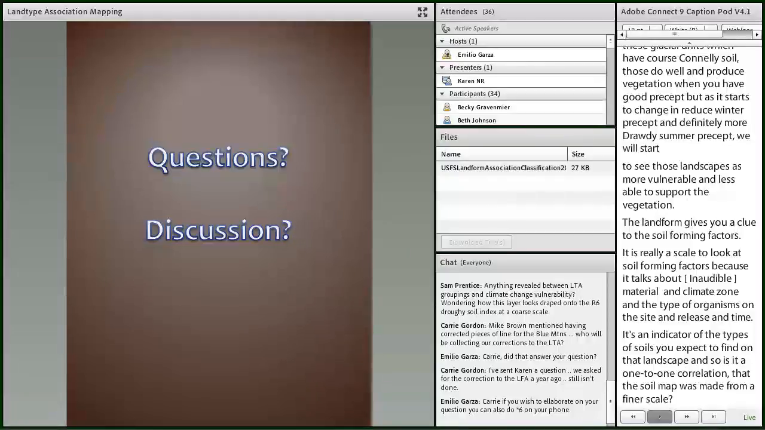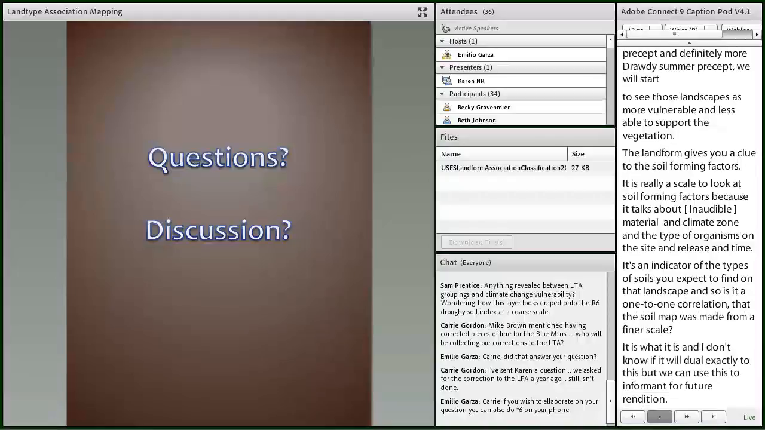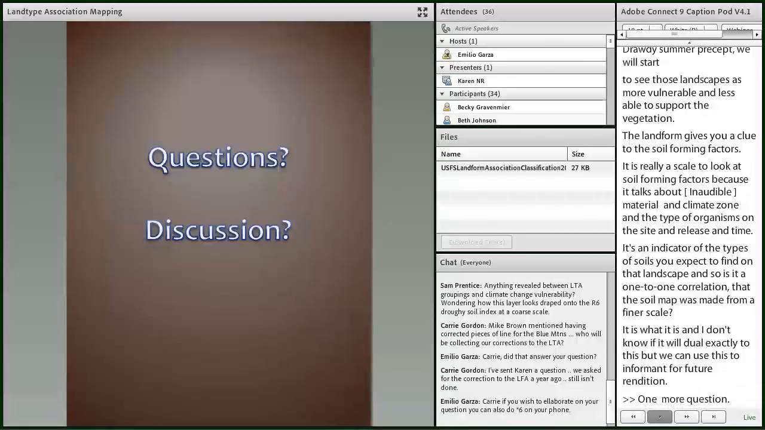One more question in here. I'm wondering about the relationship to the ecological site descriptions. Are those a similar approach at a finer scale or a very different approach?